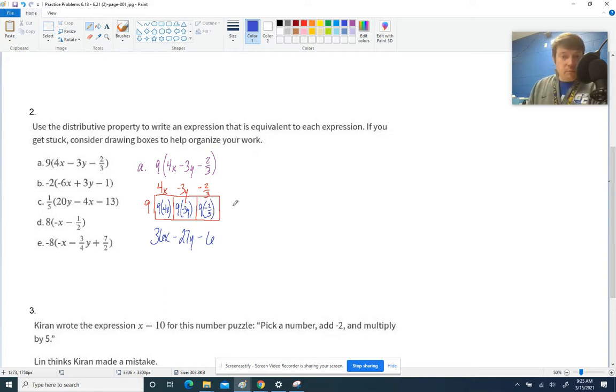And that's part A. Okay, let's do part B without the rectangle. So the problem is negative 2 times negative 6x plus 3y minus 1. So we're going to see that the negative 2 gets multiplied by negative 6x. Plus comes down. Negative 2 gets multiplied by 3y's. Minus comes down, and negative 2 gets multiplied by 1. Okay? And everything gets multiplied here.